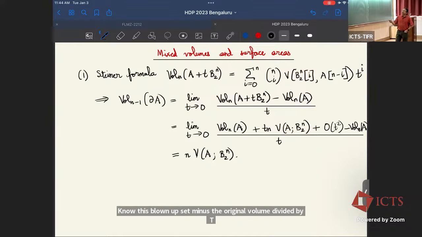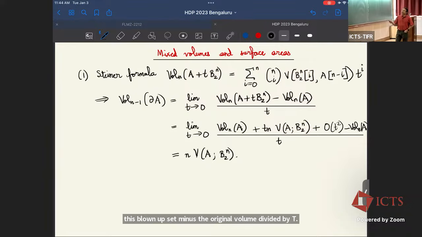Now the volume of this blown up set, in the case that A is convex, obeys the Steiner formula. So the volume of A plus tB_2^n is the volume of A plus t times n times the first coefficient, which is V(A[n-1], B_2^n), and then the rest of it is at least order t squared, so when t is small that's very small. The volume of A cancels out. In the limit, this is just n times the mixed volume of A, n minus one copies, with one copy of B_2^n. So basically the surface area of A is just a constant times this particular mixed volume.